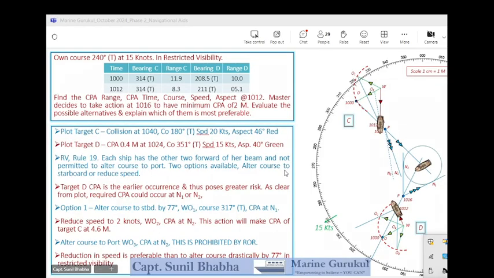Okay, you don't need to make these rough diagrams in your plotting. This is just shown for your understanding. In the plot, these are not required.